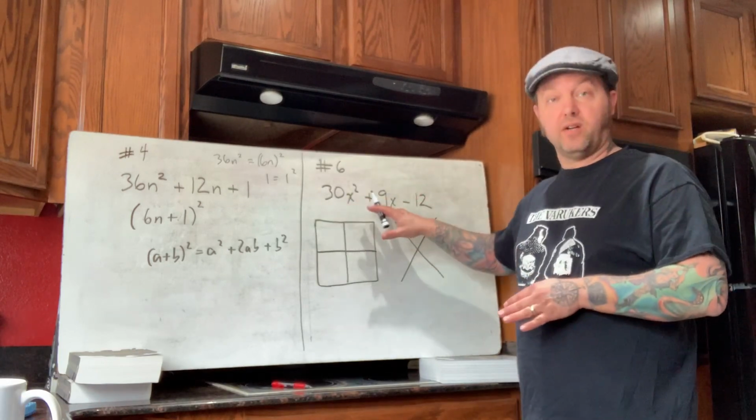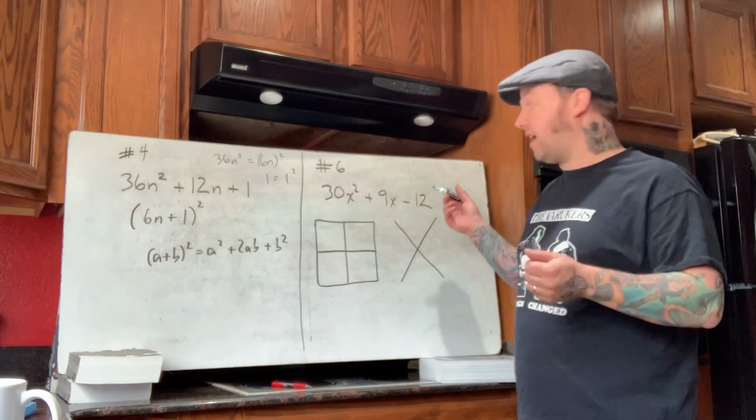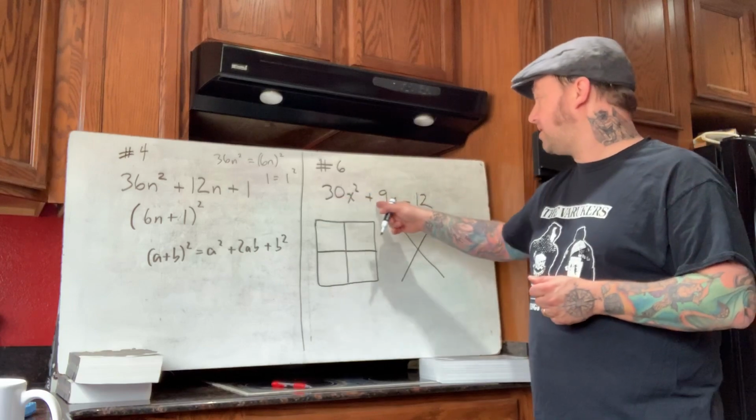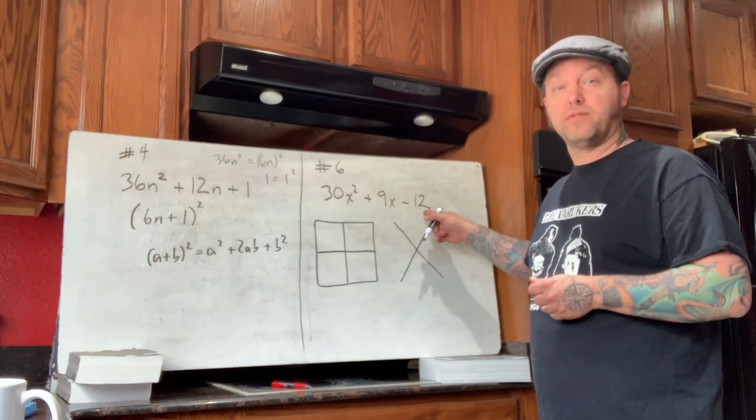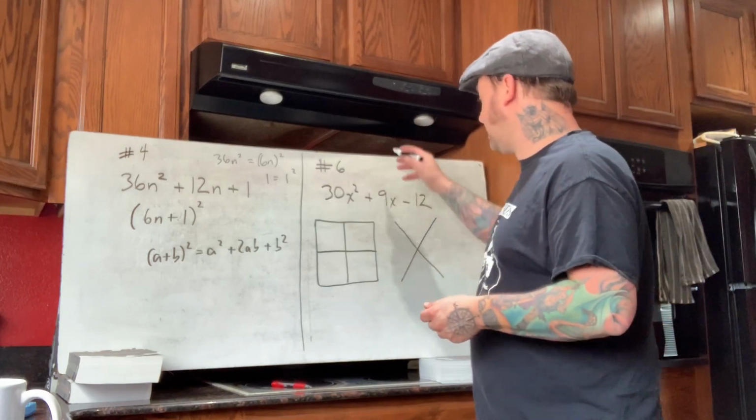So the first thing here that we've got to do is what? That's right, look for the GCF. What do we notice about these numbers? 30, 9, and 12, all divisible by 3. So let's factor out a 3.